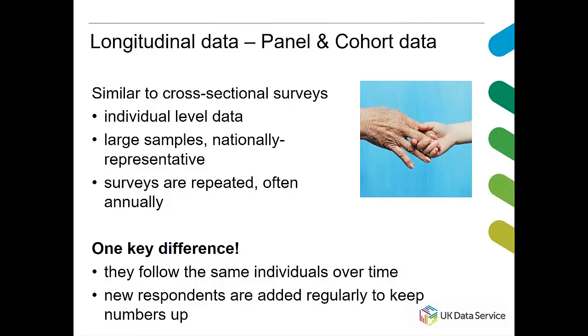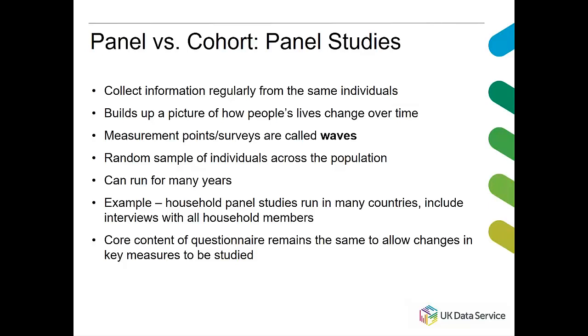Now, there is another type of microdata, which is the longitudinal data. Now, these are very similar in their design, so they're individual level, large samples, etc. They're quite often repeated annually as well, but there's a really big key difference, and that is that they follow the same individuals each time. New respondents are added occasionally just to keep the sample size up, but essentially these are surveys which follow people over time. And there are two types.